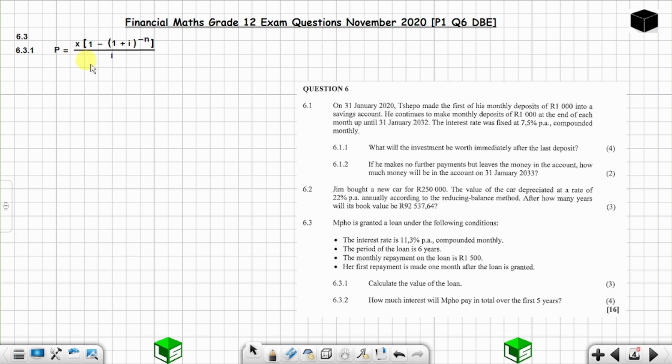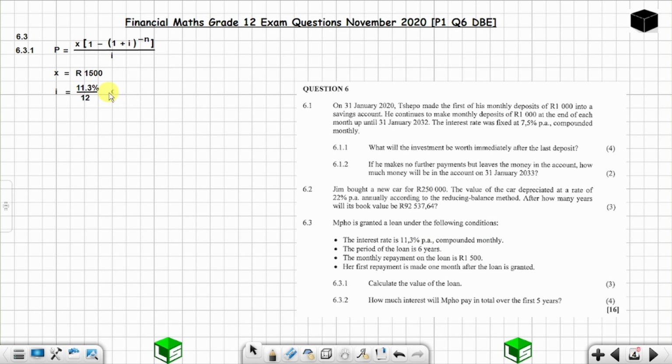So X will be the repayment. The repayment is 1,500. So X is equal to 1,500. And you have the interest rate, which is 11.3% per annum compounded monthly. So you are going to divide by 12 because it's compounded monthly.